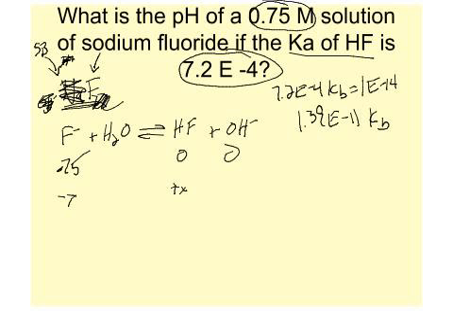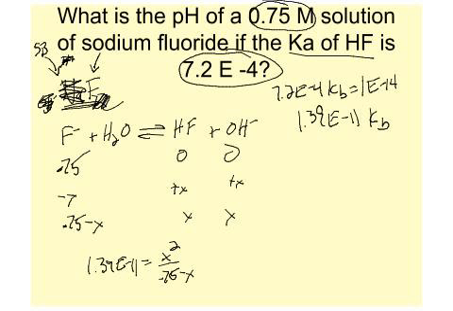Nothing, nothing. Minus x, plus x, plus x. 0.75 minus x, x, x. Solver time. 1.39 E negative 11 equals x squared over 0.75 minus x. And I get that bad boy out. Whoops, if I could hit the right button. And I got x equals 3.3 E negative 6.